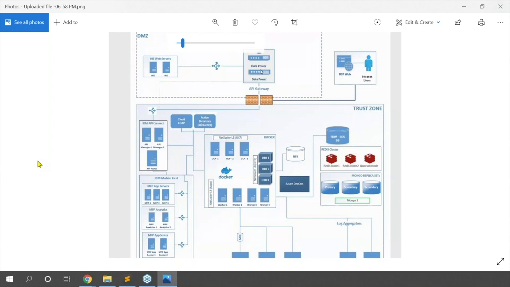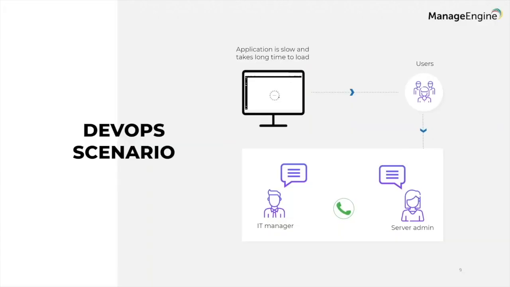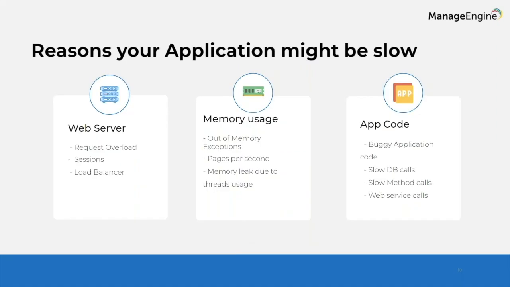So these are all the common reasons why your application might be slow. As I was explaining from the image, the web server might be overloaded. So we need to see how many requests the web server is receiving. And if your web server is exceeding a certain count, you can get an alarm from the monitoring tool, from the ManageEngine Applications Manager.